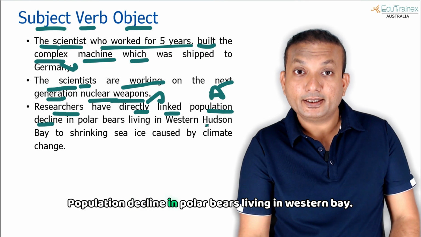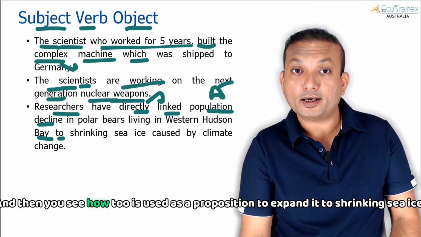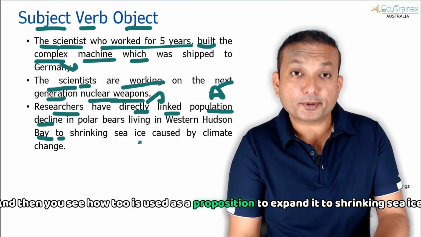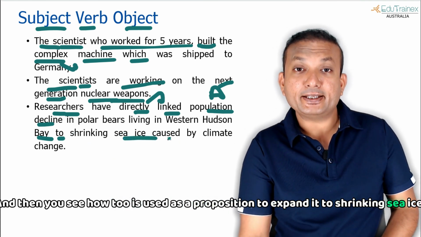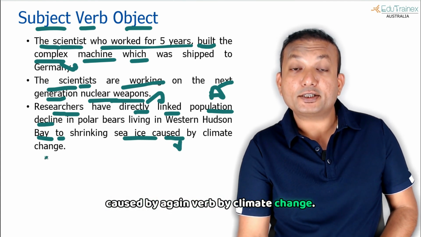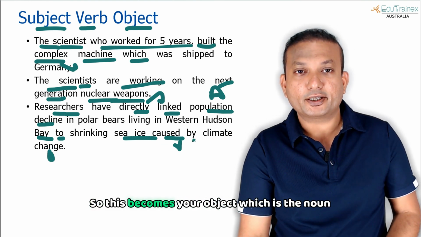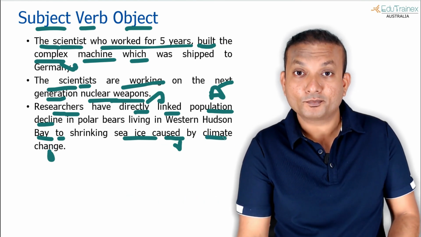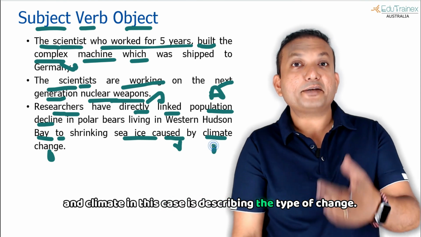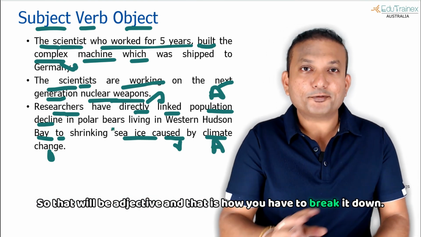Population decline in polar bears living in Western Bay. And then you see how "to" is used as a preposition to expand it to shrinking sea ice caused by, again a verb, by climate change. So caused by change. What change? Climate change. So this becomes your object, which is the noun. And climate in this case is describing the type of change, so that will be an adjective. And that is how you have to break it down.